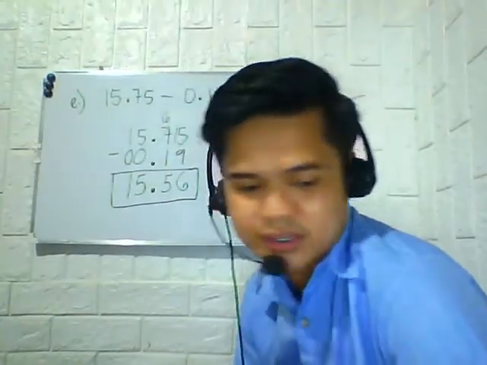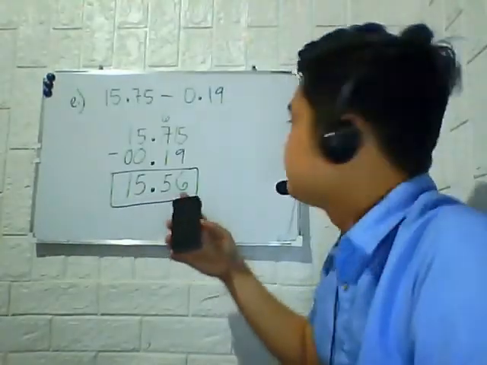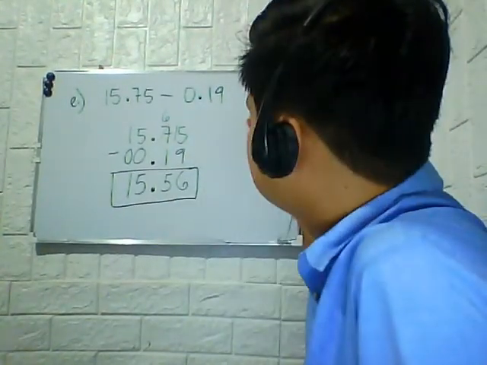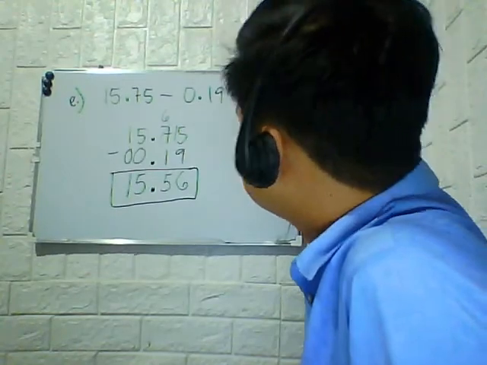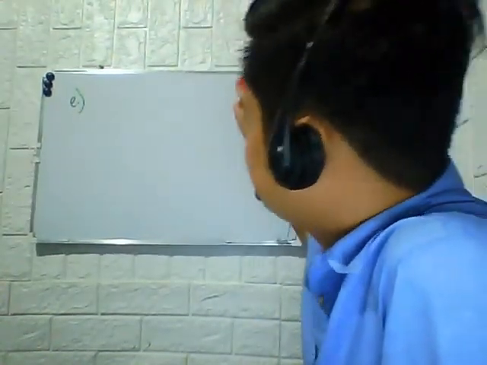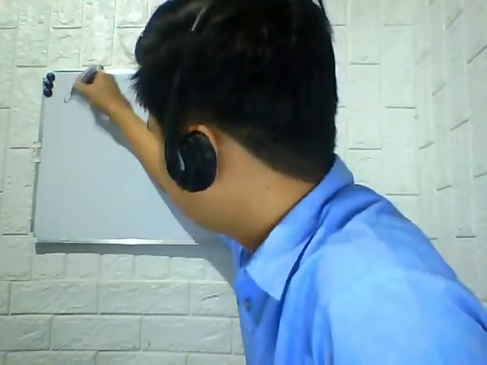Next, let me just erase this. My eraser, for a moment. Here. Let's have example letter D. I will write it horizontally first, so that we can align the decimal points together.